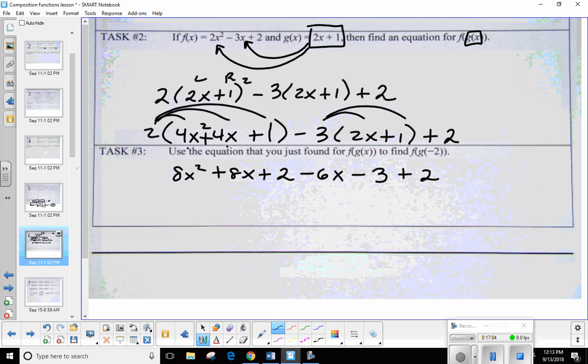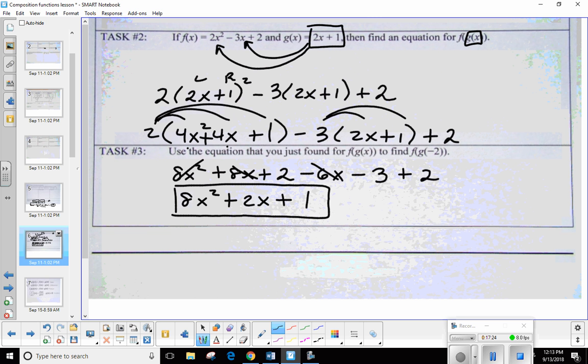Okay. Now all we got to do is just combine my like terms. Now nothing combines with the x squared, but how many x's would I have? There you go. 8x minus 6x will give me 2x. And plus 1. There we go. 4 minus 3. There we go. So this guy right here, he represents f of g of x.